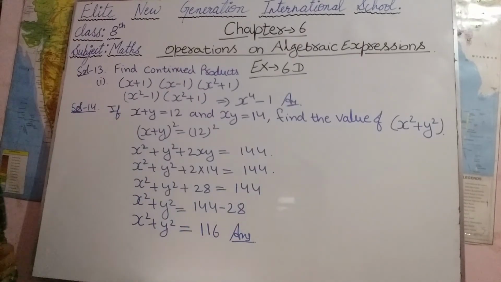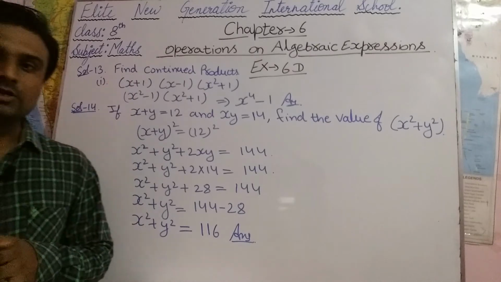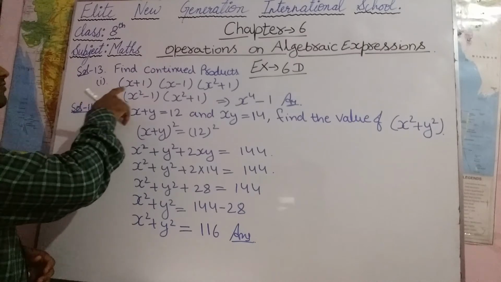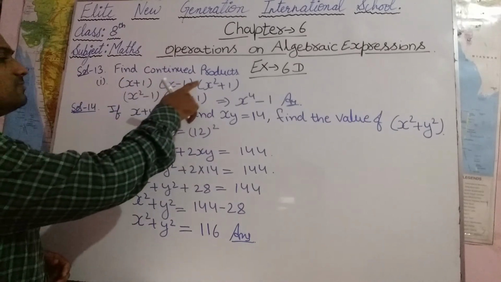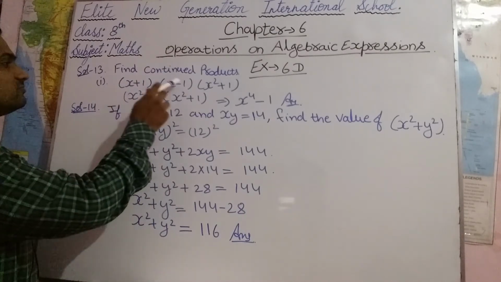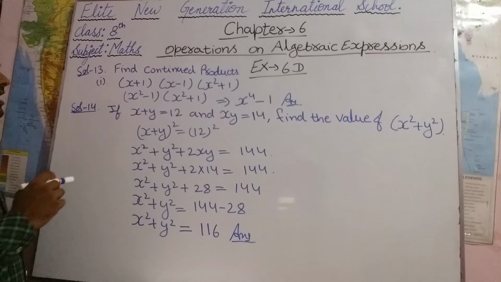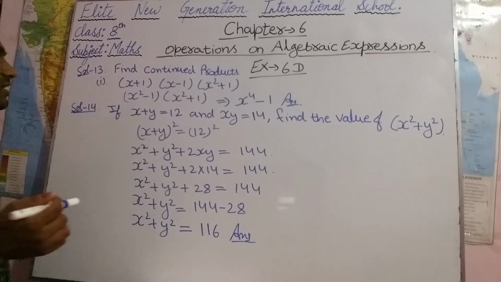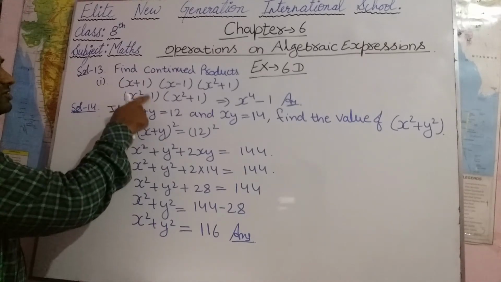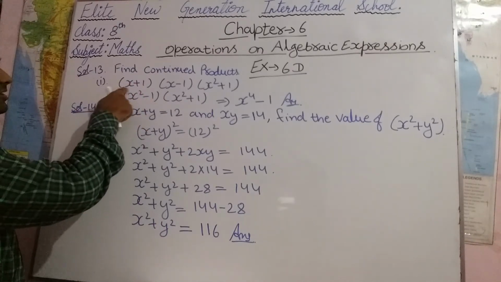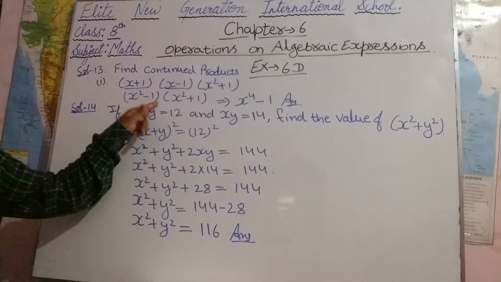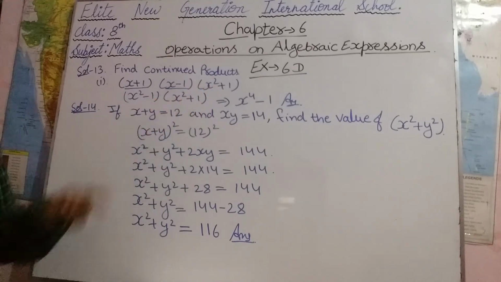So in question number 13 we have to find the continued product. Continued product means we have to multiply directly. So here in the first part we have given (x + 1) into (x - 1) into (x square + 1). First of all we will multiply (x + 1) into (x - 1). According to the identity (a + b)(a - b), it will be a square minus b square. So it will become x square minus 1 square, which is 1. So by multiplying (x + 1) and (x - 1) it will be x square minus 1.